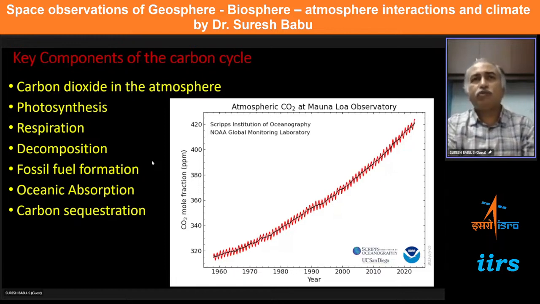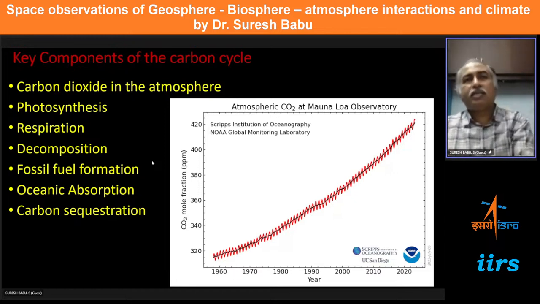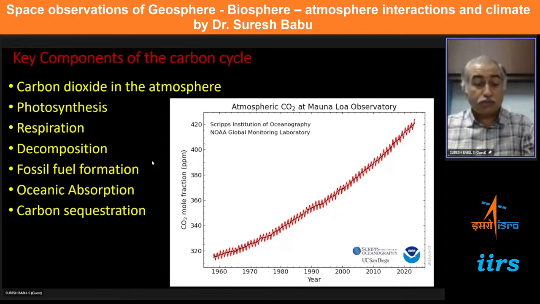This carbon dioxide in the atmosphere is basically controlled by different processes like photosynthesis, which we all know, and respiration. We know that all living organisms undergo respiration, including plants, which emit carbon dioxide into the atmosphere. While photosynthesis takes carbon dioxide in, the respiration process gives it out to the atmosphere. There are processes like decomposition, where plants and animals, when they die, undergo decomposition, and during this process, carbon is liberated into the atmosphere.